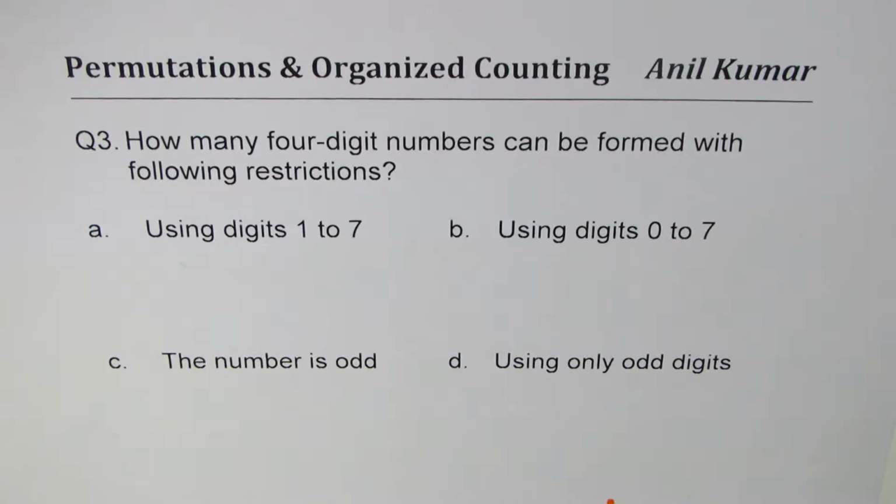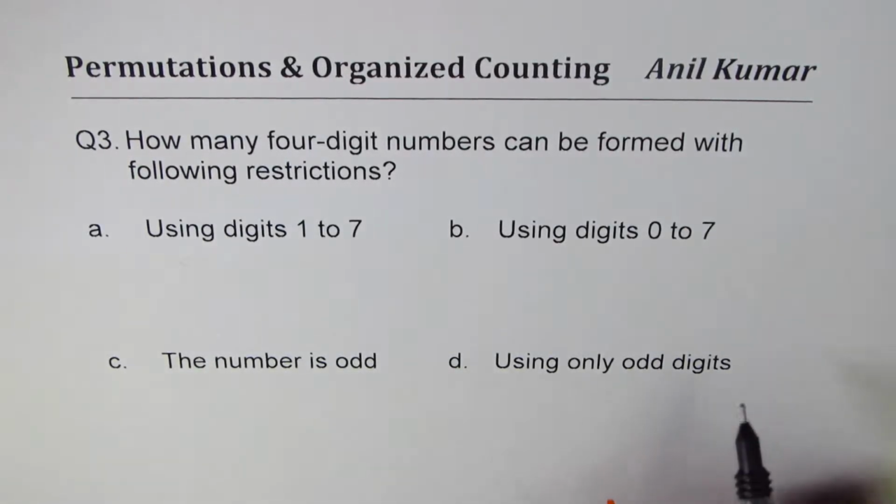Here is question number 3. How many 4-digit numbers can be formed with the following restrictions? A. Using digits 1 to 7. B. Using digits 0 to 7. C. The number is odd. D. Using only odd digits. You can always pause the video, answer the question, and then look into my suggestions.